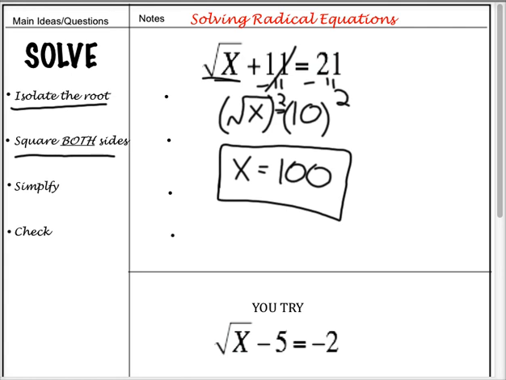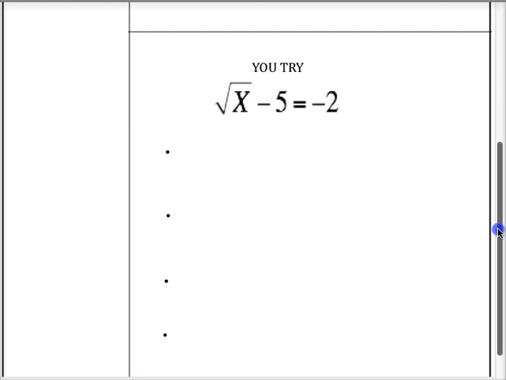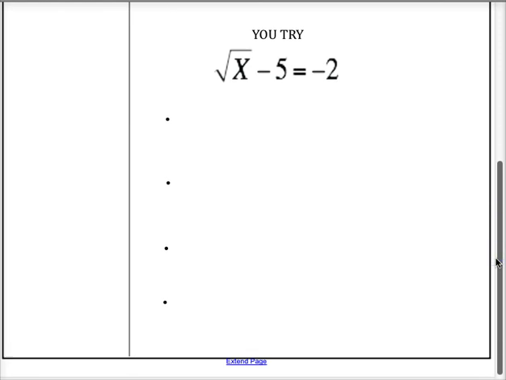So these really aren't that bad as long as you follow these simple instructions. So let's try stepping through the process again. The first thing I want to do is isolate my square root term. I want to get that square root of x by itself. Well, to do that, I'm going to have to add this 5 over. So now I have the square root of x. Negative 2 plus 5 gives me a 3.